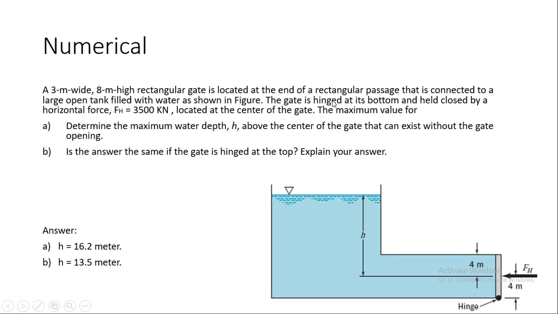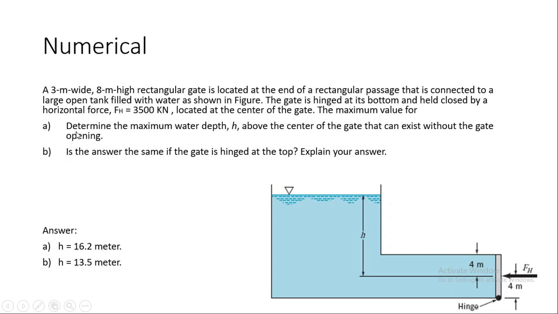And the gate is hanging at its bottom and held closed by a horizontal force. This is the axis around which the gate rotates. This gate may open in the anti-clockwise direction around this point. This is the fixed point, and as shown in the figure, there is a force holding this gate from the center part.